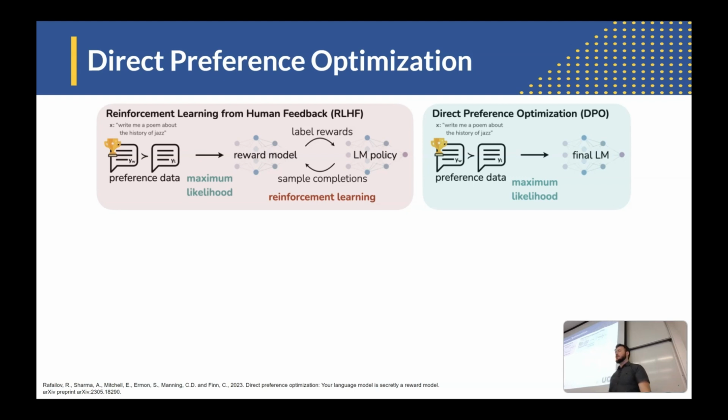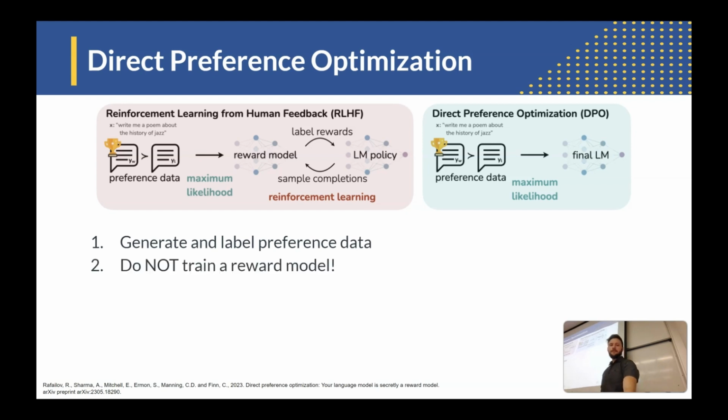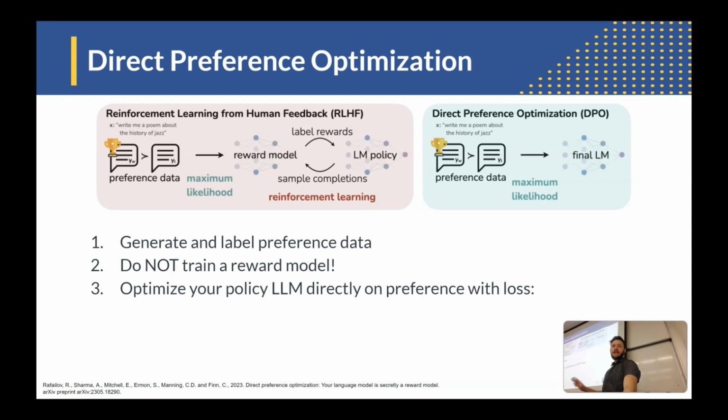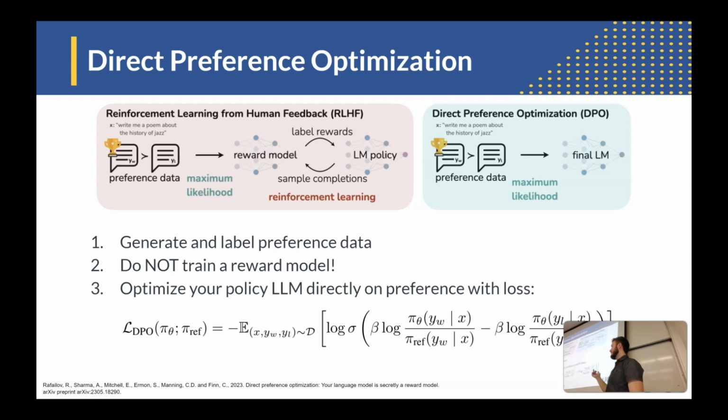One popular method, which has already been mentioned, is direct preference optimization, which came out last year, kind of shortly after RLHF became popular. This came as a response to RLHF, saying, hey, you have all that preference data and you're training a reward model to optimize a policy. Why not just train on that preference data directly? Let's design a reward to help us do that. So if we generate a bunch of outputs, label it as preference data, we're not going to train a reward model, and instead we're going to optimize our policy directly on a preference loss, which is this here.